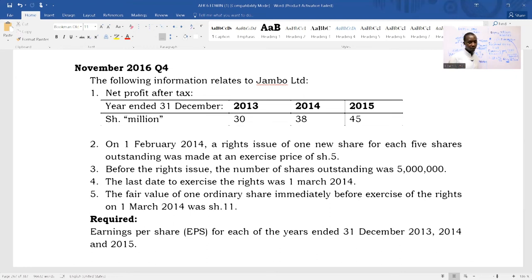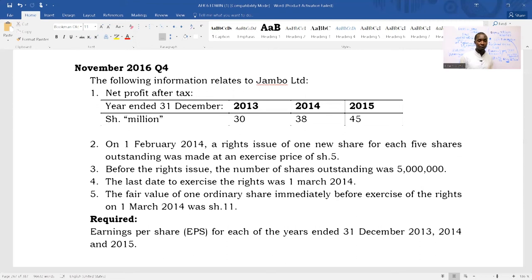This is even more direct because you have the profit after tax. When determining the earnings, because they need the basic earnings per share, we just take the profit after tax, deduct what is attributable to the preference shareholders, that is preference dividends, and minus profit attributable to minority shareholders. We don't have preference shareholders here, and we don't have profit attributable to minority shareholders. Meaning our earnings are given there: for 2013 is 30, 2014 is 98, 2015 is 45. Those are the earnings.